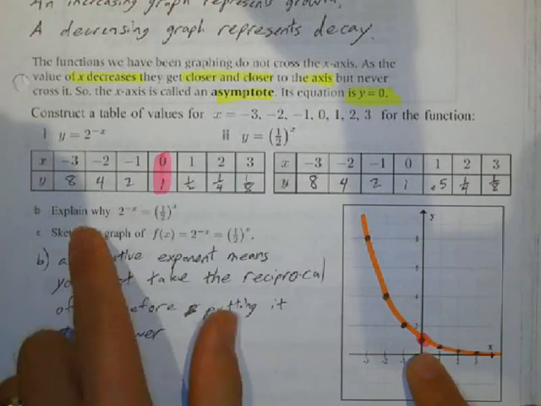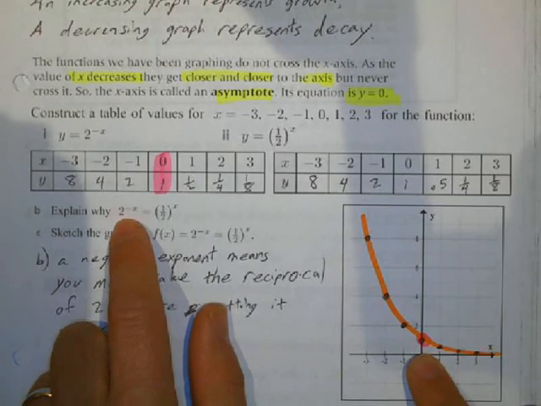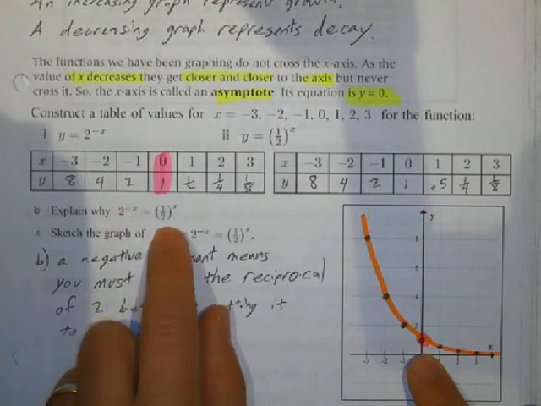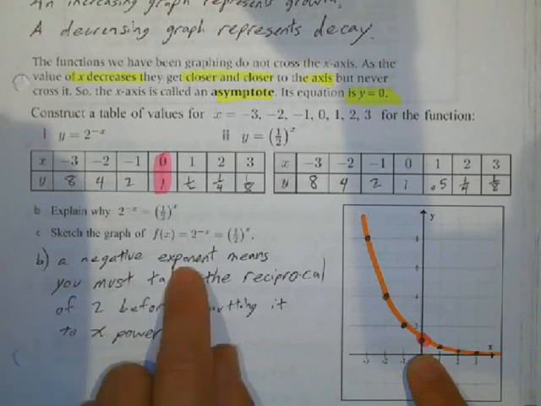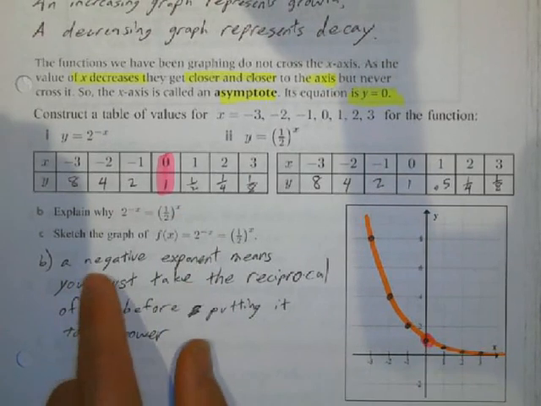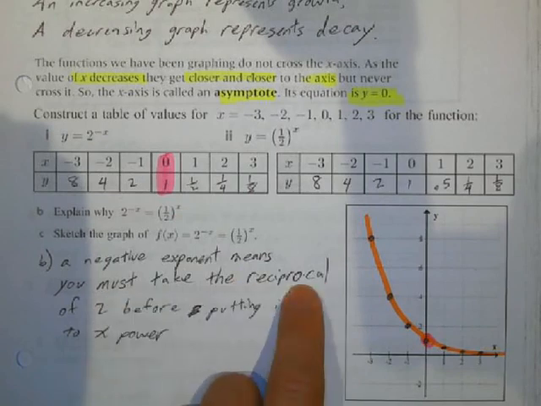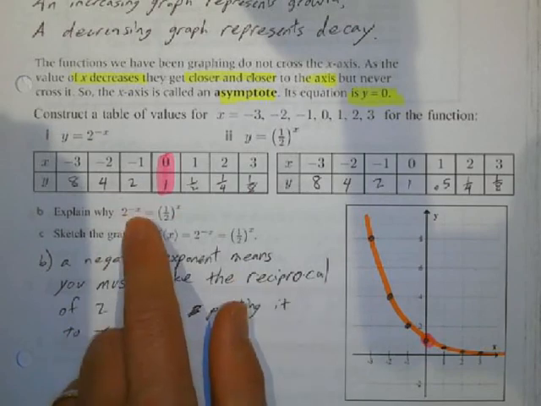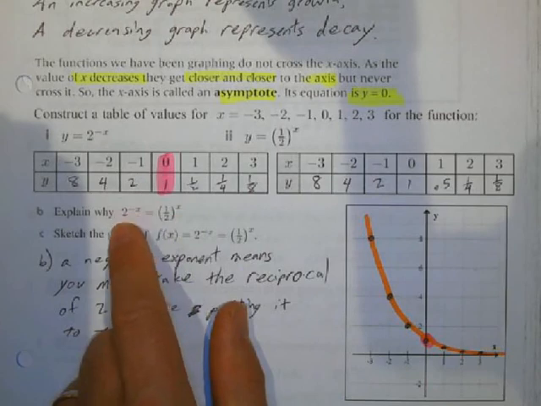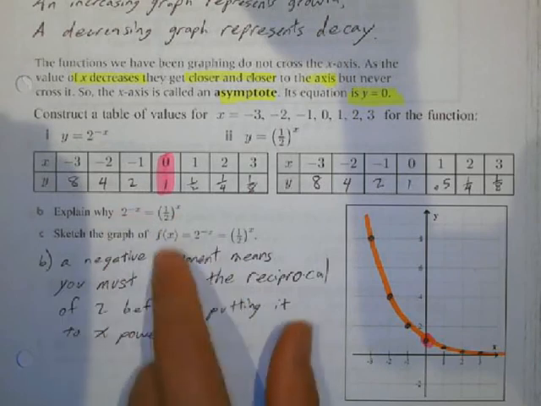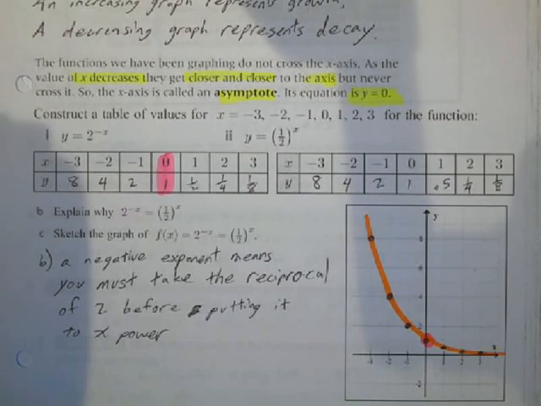So explain why 2 to the negative x power is the same as 1/2 to the x power. The important thing to remember is that whenever you have a negative exponent, you have to take the reciprocal in order to make the power positive. So here, to make this a positive x power, I have to take the reciprocal of 2, which is 1/2. Okay, next page.